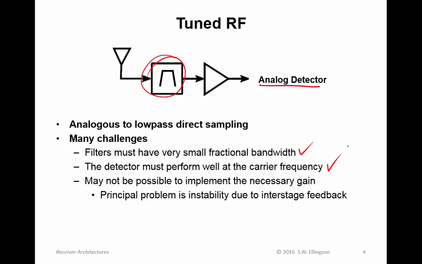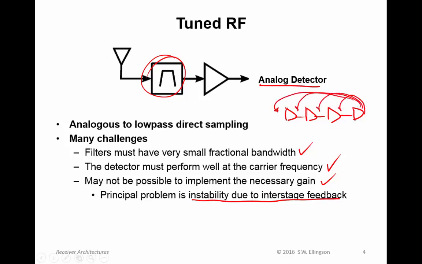See, most detectors, like AM detectors and FM detectors that are analog, work much better at lower frequencies. Furthermore, it may not be possible to implement the necessary gain, and this is because of instability due to interstage feedback. See, if I have a long string of amplifiers, we all know that it's difficult to keep the RF from feeding back through the power supply, so this is a recipe for instability. So having that 50 to 110 dB of gain or so, all at the same frequency, turns out to be a challenge, and perhaps an insurmountable challenge.